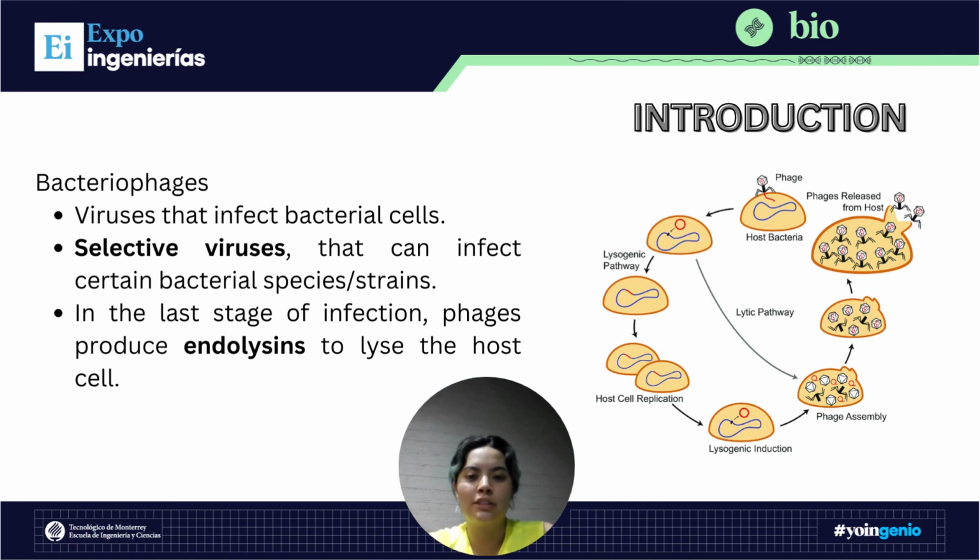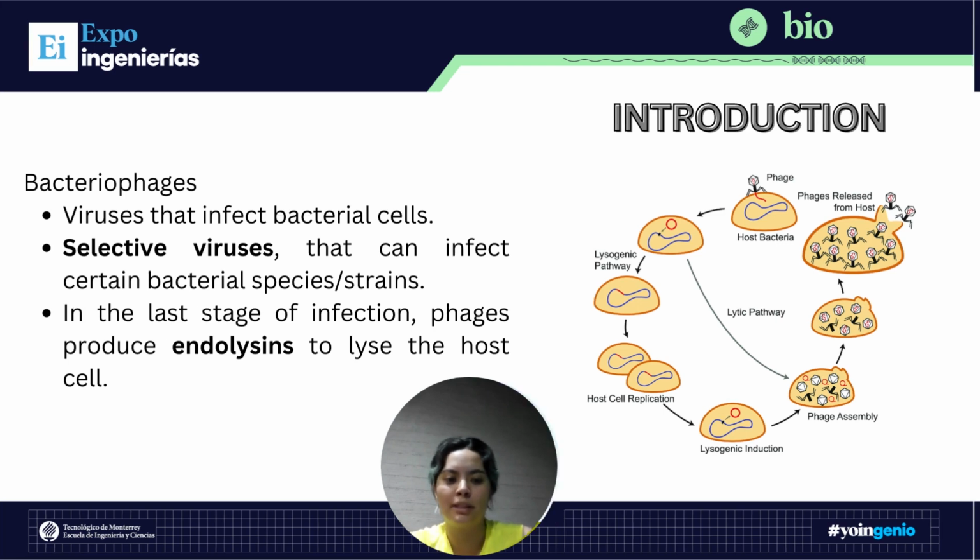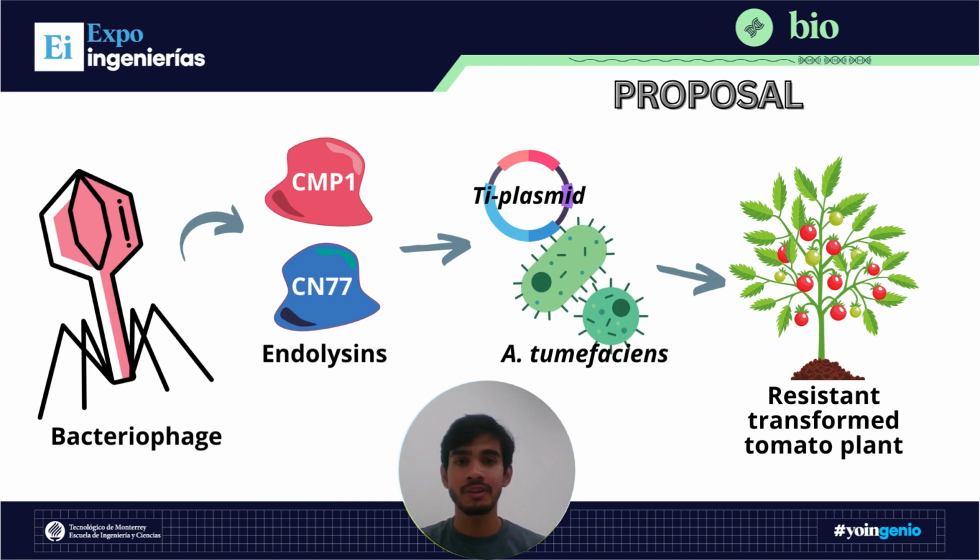And now onto bacteriophages. These are viruses that can infect certain bacterial species, and during the last stage of phage infection in both lysogenic and lytic pathways, the bacteriophages produce endolysins, which are enzymes that can degrade the peptidoglycans in the cell's periplasm and consequently lyse the cell for the release of the viral replicates. In nature, bacteriophages CMP1 and CN77 infect and destroy C. michiganensis by producing some lytic enzymes called endolysins.